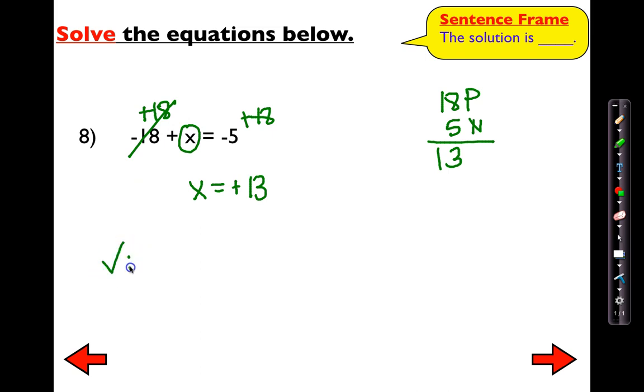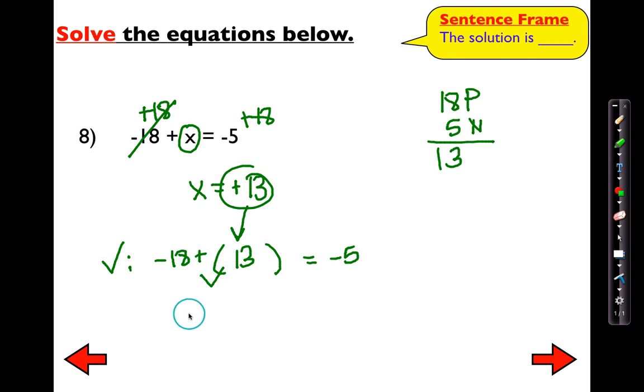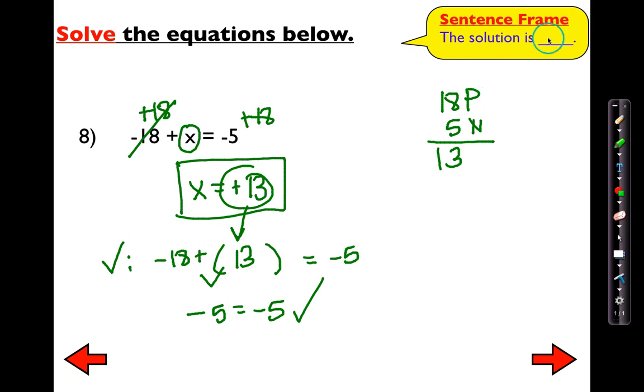But as always, we can't claim this is our answer until we've checked it. So let's go ahead and check our work. We have a negative 18 plus a value for x equals negative 5. I can plug this value in for x. Let's see here, negative 18 plus 13. I'm going to say there's more negatives. How many more negatives are there than positives? I would say 5. Is this a true statement? The answer is yes. So I'm very confident that the solution is x equals 13.